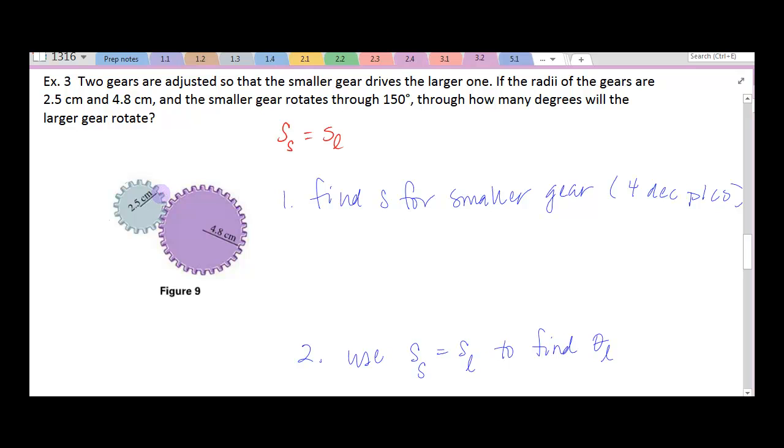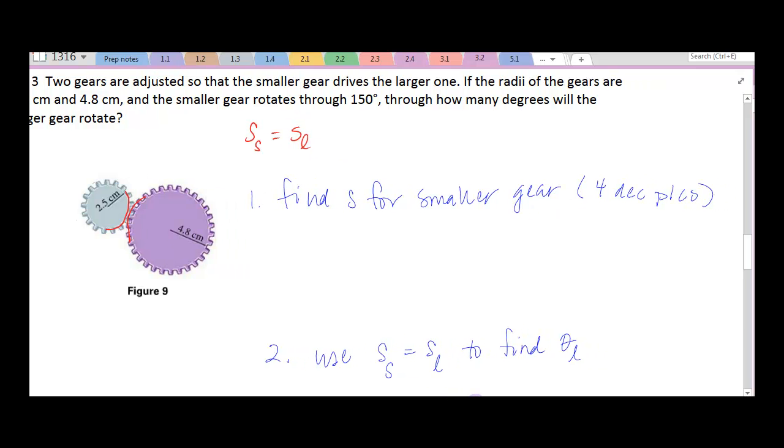Let's think in terms of, remember that if my smaller gear rotates here, then the amount it's rotating is going to be touching the larger gear. So the length in which they contact is going to be the same. So the distance that they're touching is going to be equal, or their arc lengths are going to be equal. So I'm representing that as the arc length of the smaller gear would be equal to the arc length of the bigger gear.